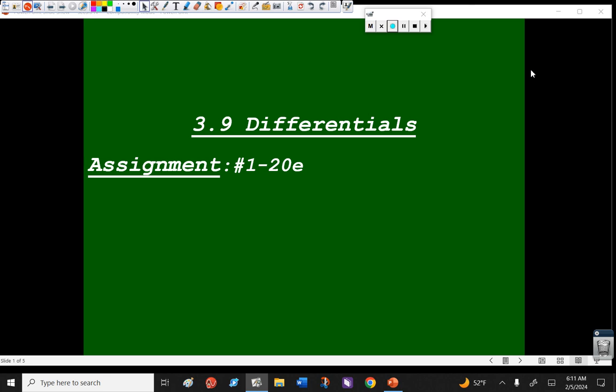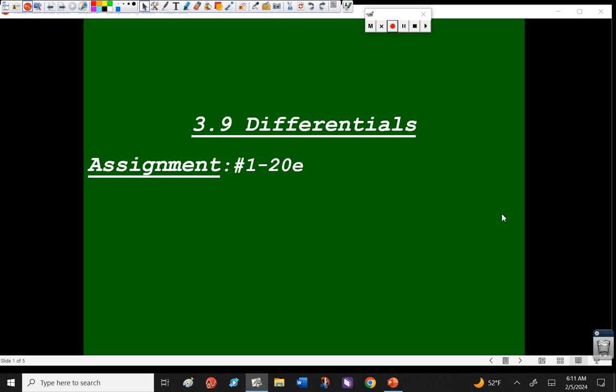Ladies and gentlemen, we're going to do the last notes from chapter 3, and that is section 3.9, differentials. Your assignment is 1 through 20 even, so that's only 10 problems. I will tell you, it almost seems like you're doing nothing in this section, but there is. This is a very conceptual use of the derivative. And again, it's the final notes that you'll be taking in chapter 3.